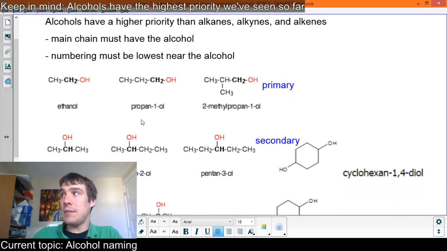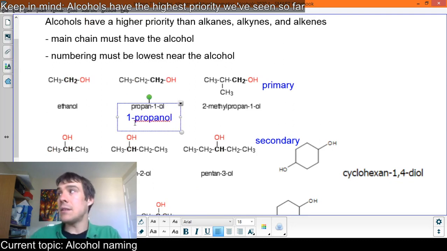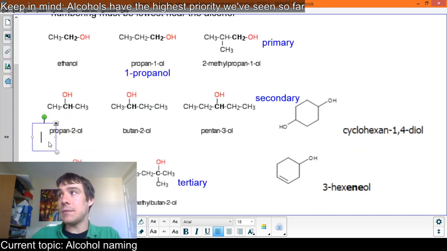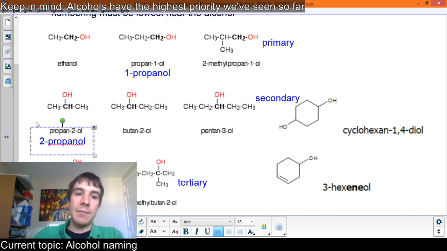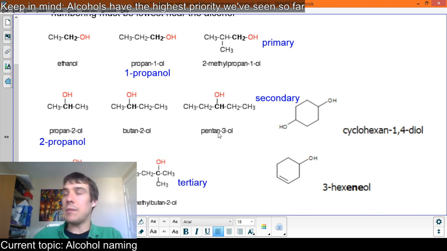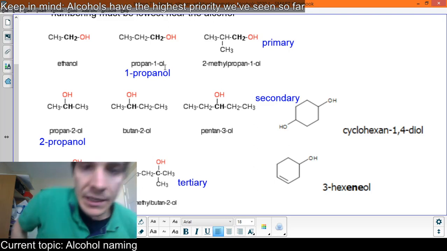You can also name these. There's a different way that also is accepted. This is sometimes called 1-propanol instead of propan-1-ol. That sometimes works, and this is 2-propanol. That's an accepted name for these compounds as well. And this would be 2-butanol and 3-pentanol and stuff like that. But putting the number between the an and the ol takes away absolutely all ambiguity, so that the number is absolutely linked to the alcohol rather than anything else.